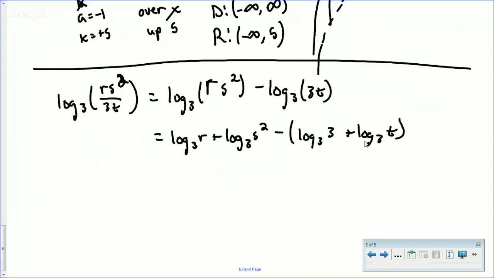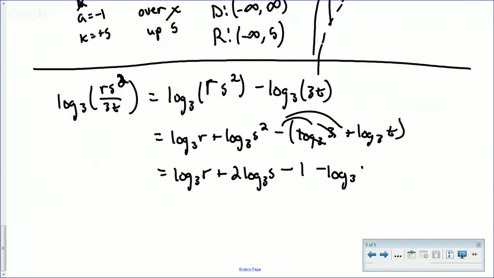Now I put this in parentheses because this negative goes to both the 3 and the t, because they're both on bottom. So this one, nothing more. The 2 on this one comes out front because it's an exponent. And I distribute this negative, but also log base 3 of 3 cancels, and that becomes 1 minus log 3t.